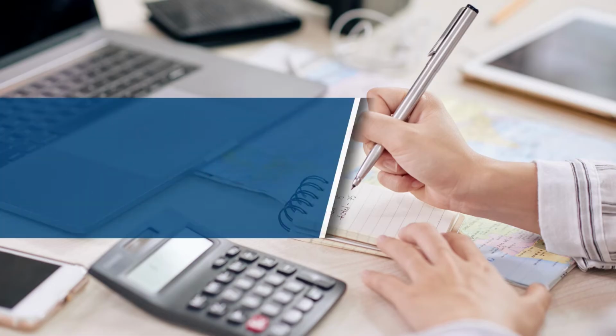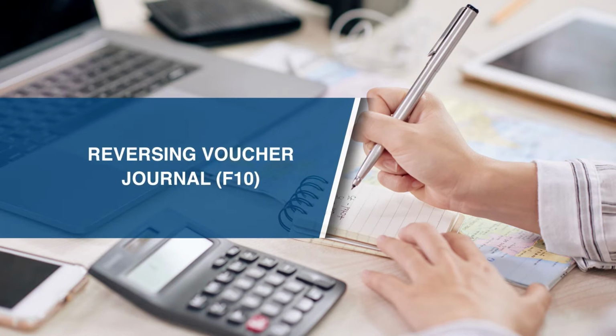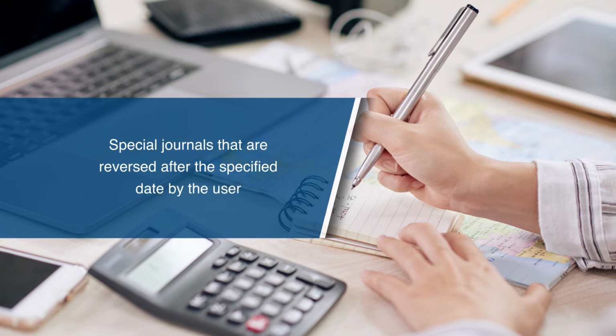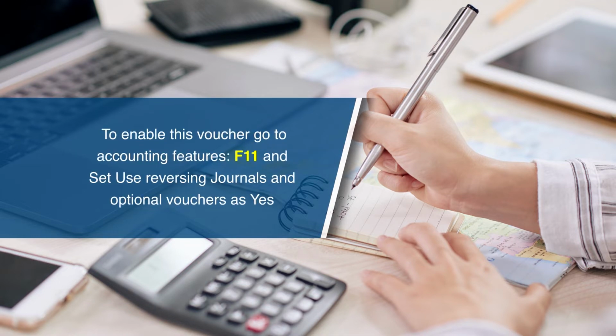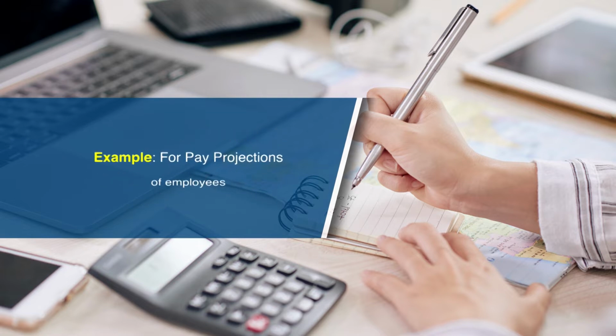Voucher is nothing but just a proof of your financial transaction. Now let us start with the creation of vouchers. First is the reversing voucher journal. It is a special journal that is reversed after the date specified by the user. They are effective only till the date mentioned therein, and only if they are included in the reports. To enable use of this voucher, you have to go to Accounting Features F11 and set Use Reversing Journals and Optional Voucher as Yes. An example of a reversing voucher journal is pay projection of employees. You can use this voucher.